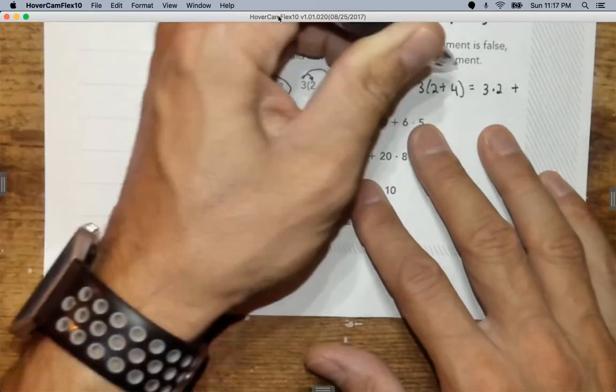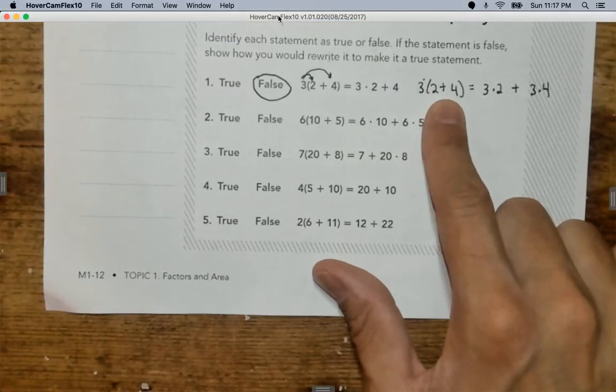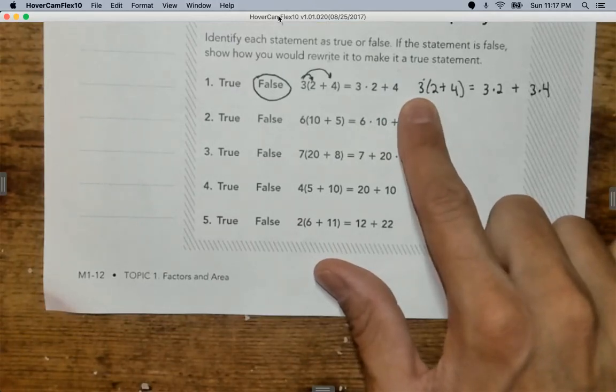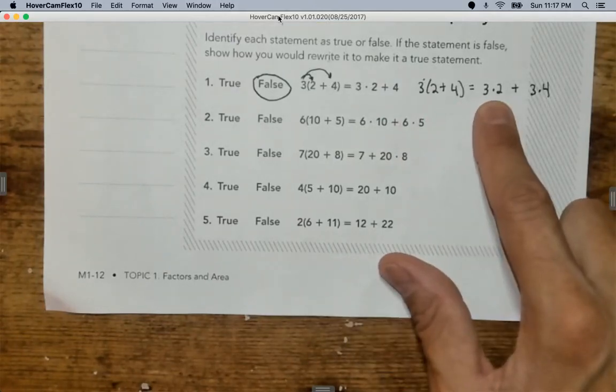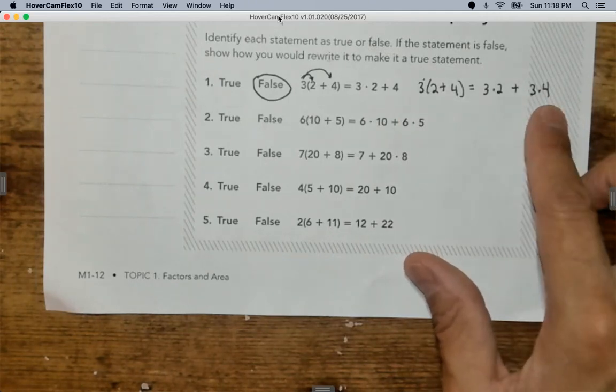2 plus 4 is 6. 6 times 3 is 18. 3 times 2 is 6. 3 times 4 is 12. 6 plus 12 is also 18. So I know both sides are equal, and so I'm on the right track for the distributive property.